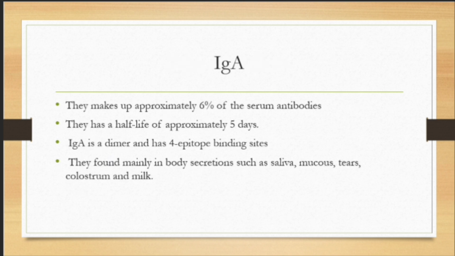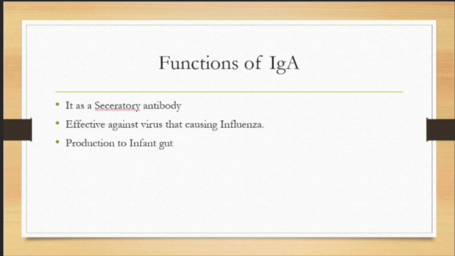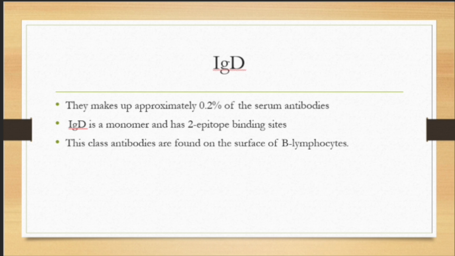Next one is immunoglobulin A. It makes up 6% of serum antibodies and has a lifespan of approximately 5 days. It is a dimer and has 4 epitope binding sites. They are found mainly in body secretions such as saliva, mucus, tears, milk, etc. The functions of immunoglobulin A: it is a secretory antibody, it is effective against viruses that cause influenza, and it protects the infant gut.